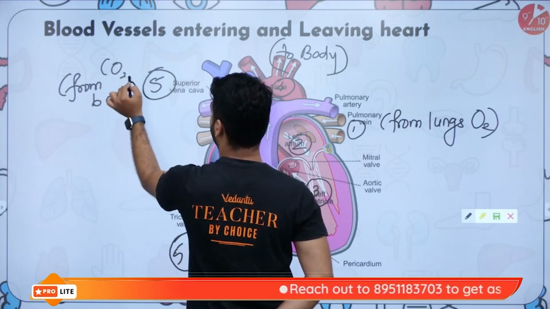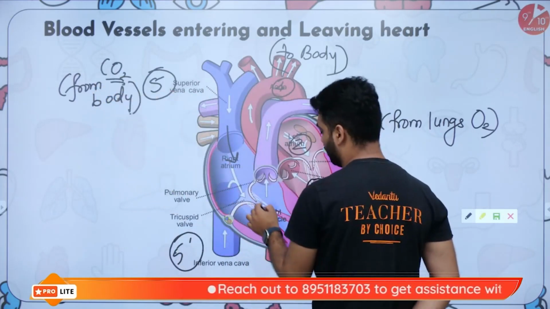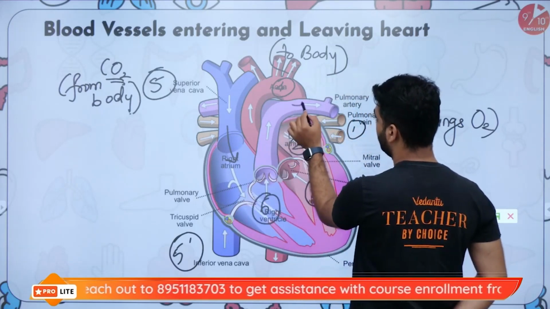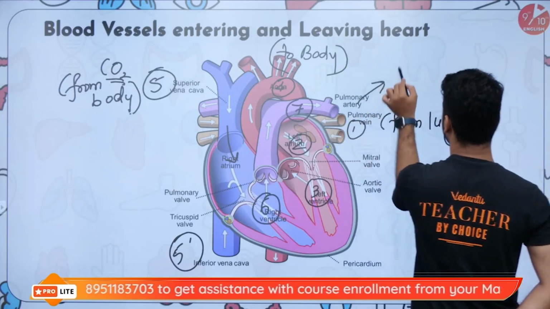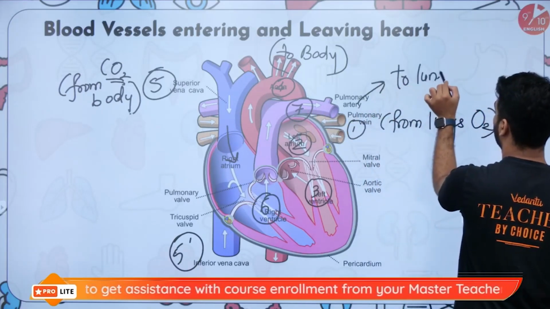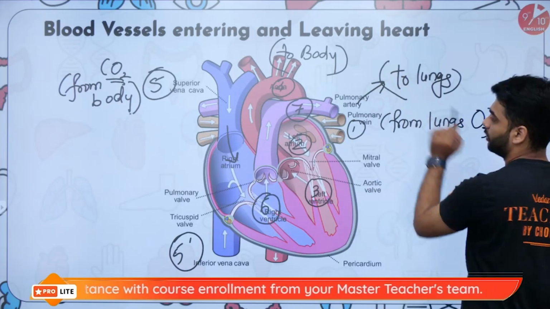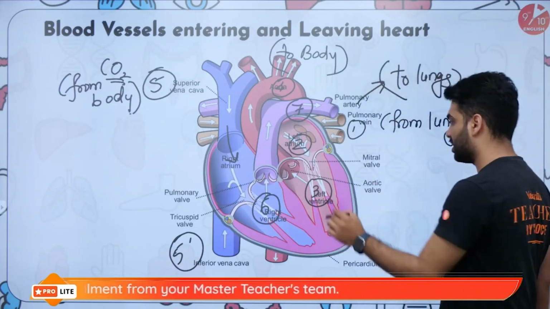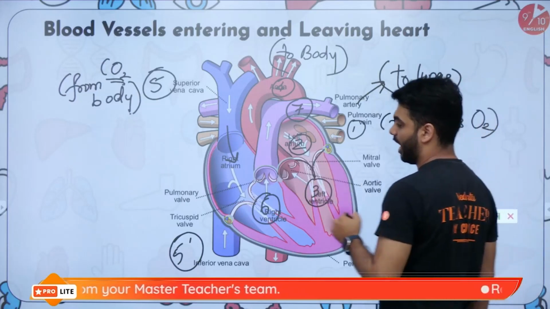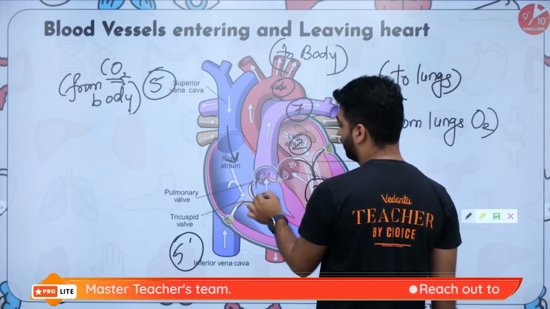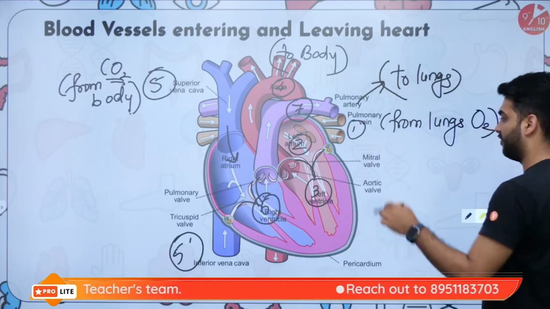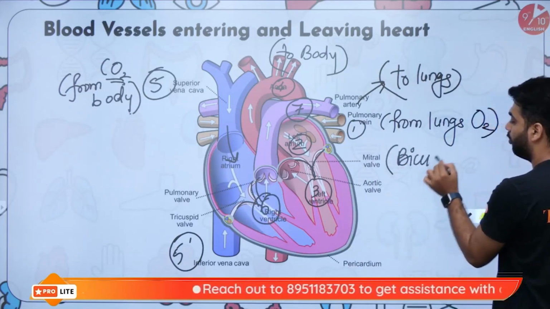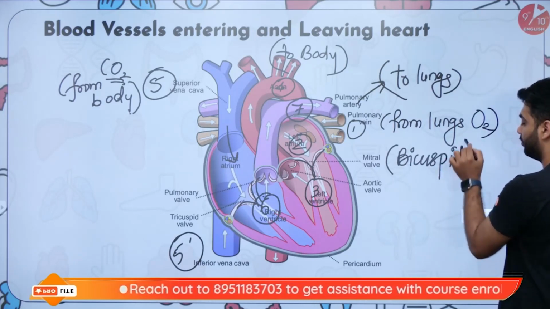This is deoxygenated blood. Okay? Then from here it comes here over 6, then 7 to lungs. That's it. Okay? The left side has the bicuspid valve, which has 2 cusps, and the right side has the tricuspid valve, which has 3 cusps. It is also called the bicuspid or the mitral valve.